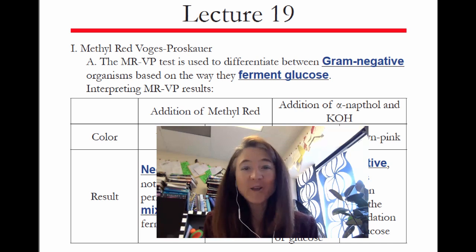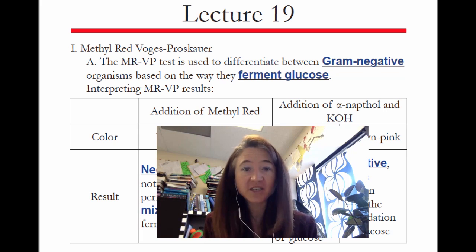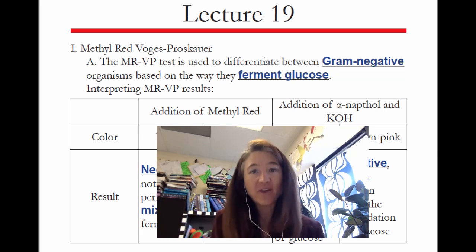So as you are working to identify unknowns, once you've found out that an unknown does ferment glucose, it turns the tube yellow in a phenol red simple glucose fermentation experiment, then we moved on to looking at the use of the MRVP test to tell us what pathway an organism uses in order to ferment glucose. There are two pathways. There's the mixed acid pathway and the 2,3-butanediol pathway.